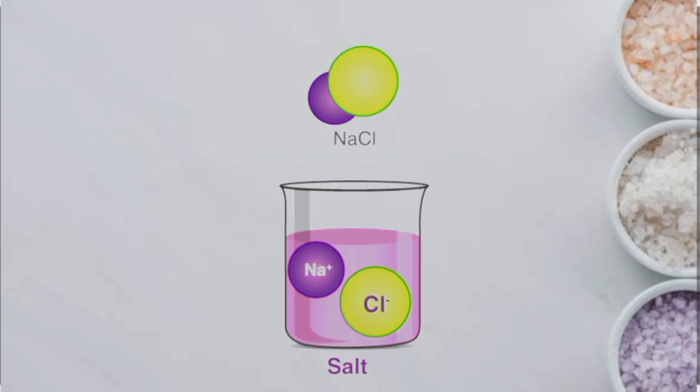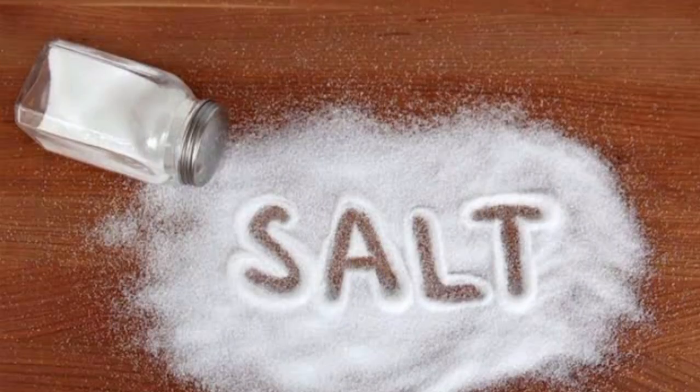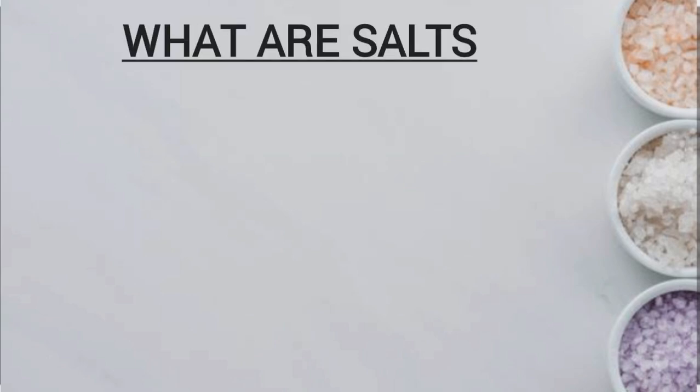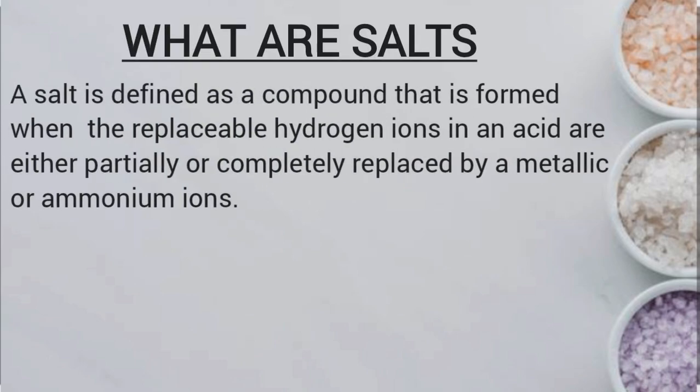Well, in today's video we are going to talk about salt. Most of us who cook or who like eating hear about salt a lot. We hear stuff like, there isn't enough salt in this food, or when cooking, make sure you add enough salt to that food. But this table salt is one of the numerous salts we have in chemistry. So in scientific terms, a salt is defined as a compound that is formed when the replaceable hydrogen ions present in an acid are either partially or completely replaced by metallic or ammonium ions.